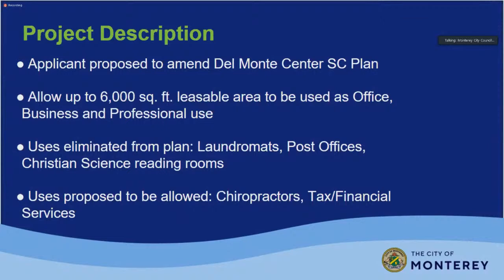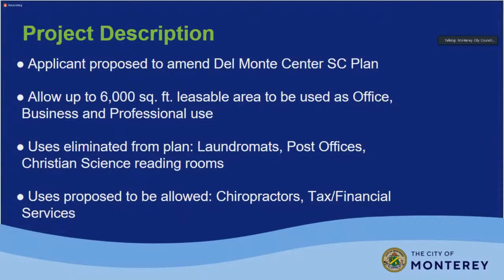Their proposed amendment has a couple of different pieces. First, to allow up to 6,000 square feet of the total leasable area, which we'll get into on a following slide, to be used as office, business, and professional use as defined by the zoning ordinance. That's any sort of commercial office use, basically medical office, commercial office. However, the plan doesn't actually allow that. I'll show that on a following slide as well.